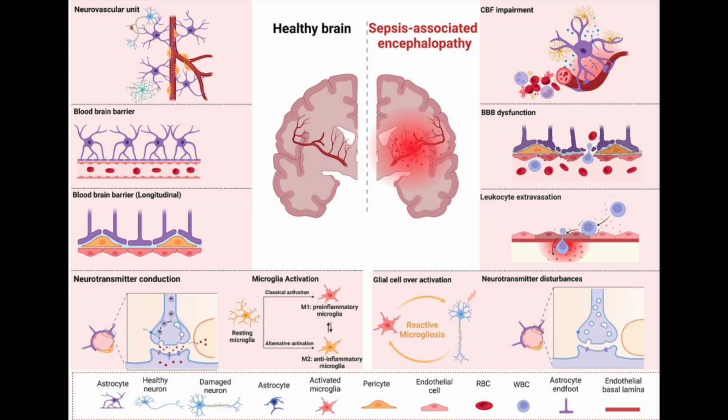So this diagram here contrasts the healthy brain with one affected with septic encephalopathy. It illustrates various pathological changes. So first is the neurovascular unit. In the healthy brain, here depicted by the normal structures, but as you can see here, it shows alteration in sepsis because of the cellular damage and the inflammation. The next is the blood-brain barrier, which is intact over here.